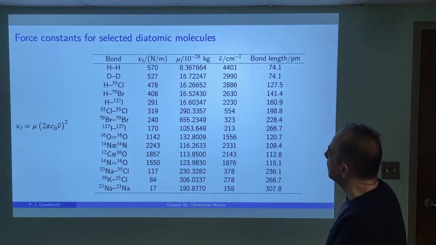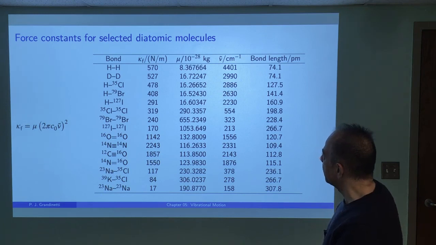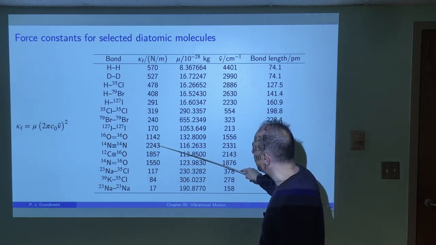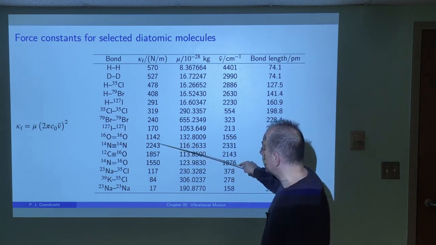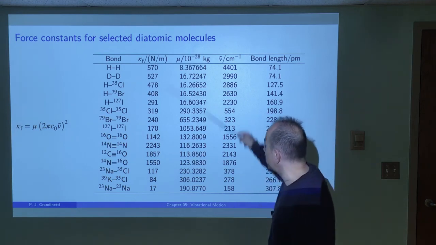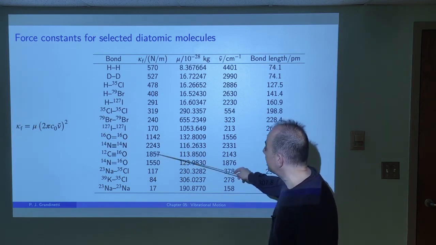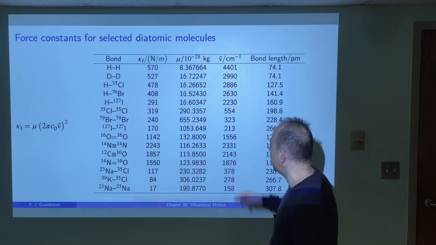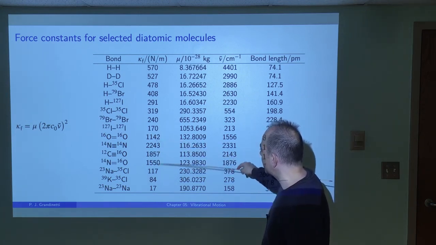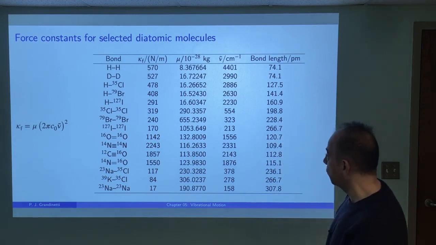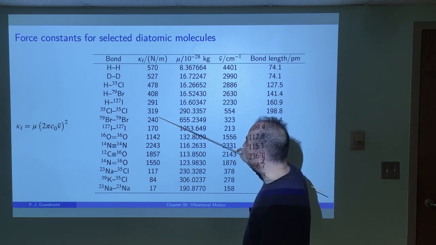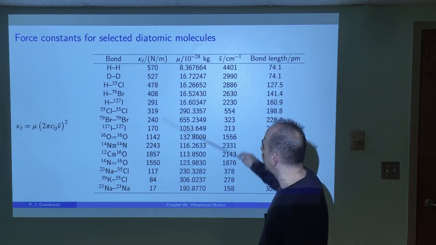This is really interesting because you can see that the bigger force constants are the ones associated with the strongest bonds, as you might expect. The triple bond in N2 has the largest force constant of this bunch, and carbon monoxide is also quite high. The double bonds are not as high as the triple bonds, but they have pretty high force constants. And the covalent single bonds up here are lower than the double bonds.